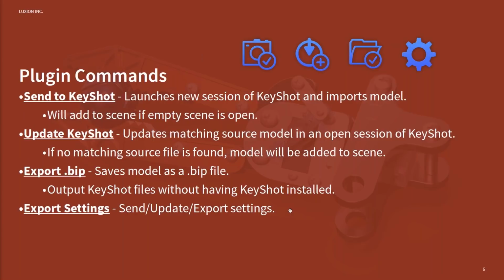Once you have the plugin installed, on that toolbar, you'll see 4 icons, which you can see here. The first one is called Send to KeyShot. And what that's going to do is launch a new session of KeyShot and import the model. So yeah, this is what I was referring to earlier about going directly from CAD to KeyShot, no intermediate formats, the least amount of translation.